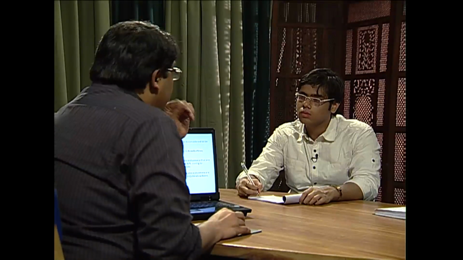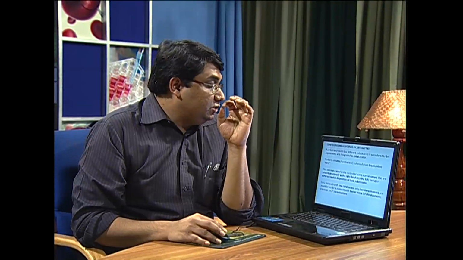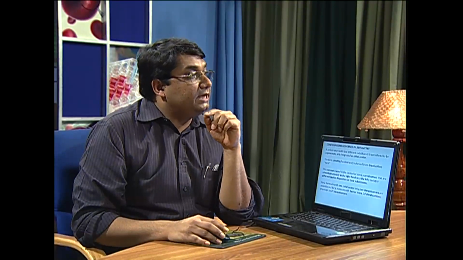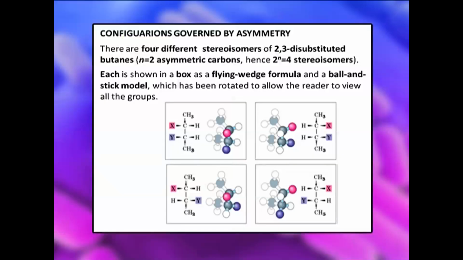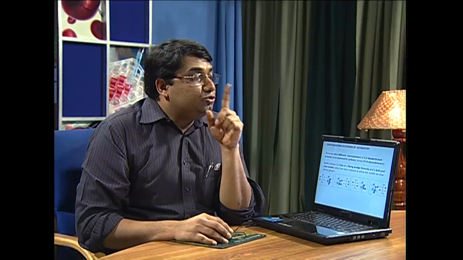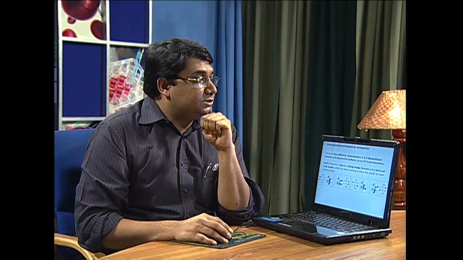Now, for a molecule with one chiral center, only two stereoisomers are possible. But for a molecule with two or more chiral centers, say n number of chiral centers, the number of stereoisomers possible is 2 to the power n. This is illustrated by the example of 2,3-disubstituted butane. In this molecule, there are two asymmetric carbons. Consequently, 2 to the power n, that is 4 stereoisomers, are possible.